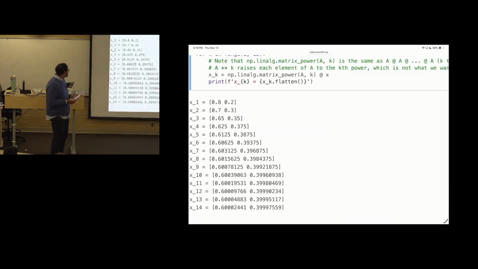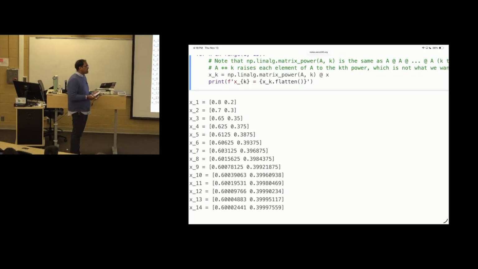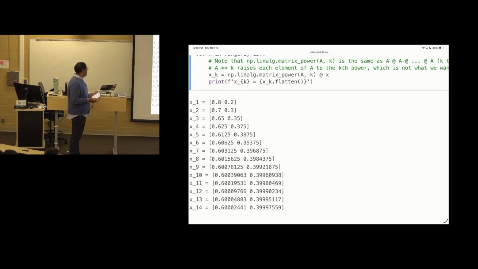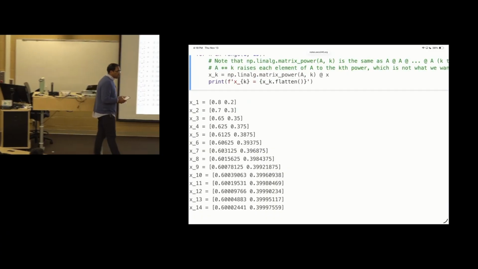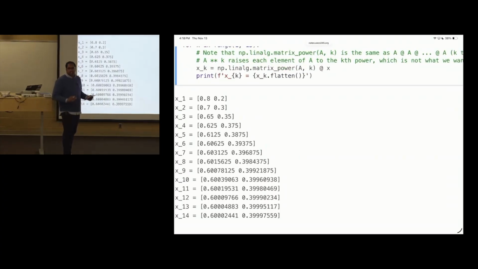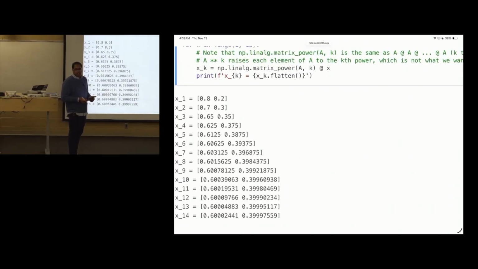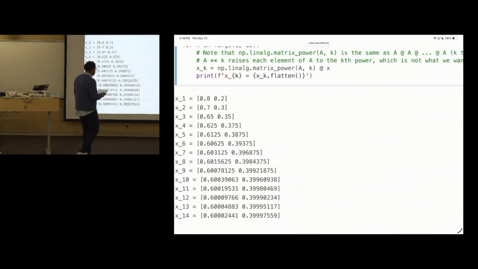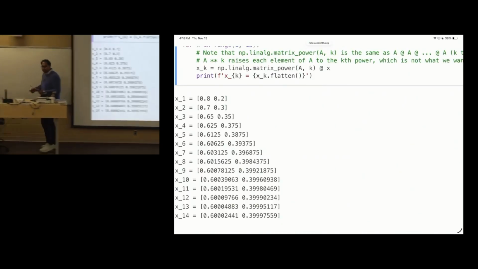It seems like they're converging somewhere. Where are they converging to? Yeah, 0.6 and 0.4. What do you think this example has to do with eigenvalues and eigenvectors? Yeah, eigenvalues for A. Close. This is an eigenvector of A, corresponding to a very specific eigenvalue. Okay? And let me quickly show you which eigenvalue that is.